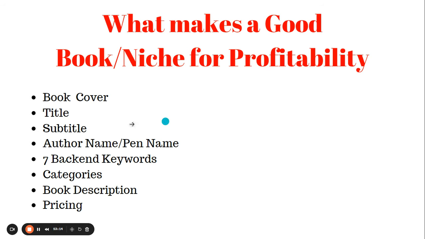Next is your title and subtitle. Your title should be catchy enough to tell what the book is all about. Next is the subtitle as well. Your subtitle will have more in-depth details of what the book is talking about. Next is your author and pen name.